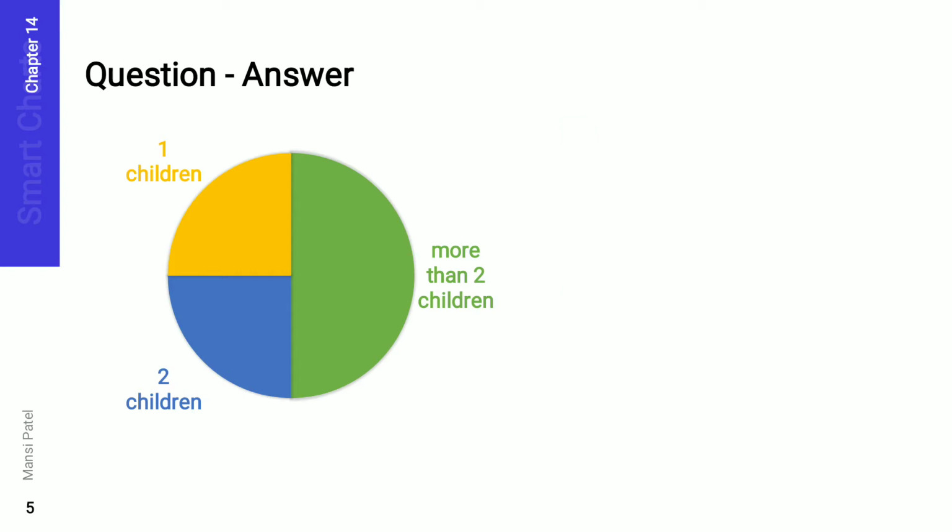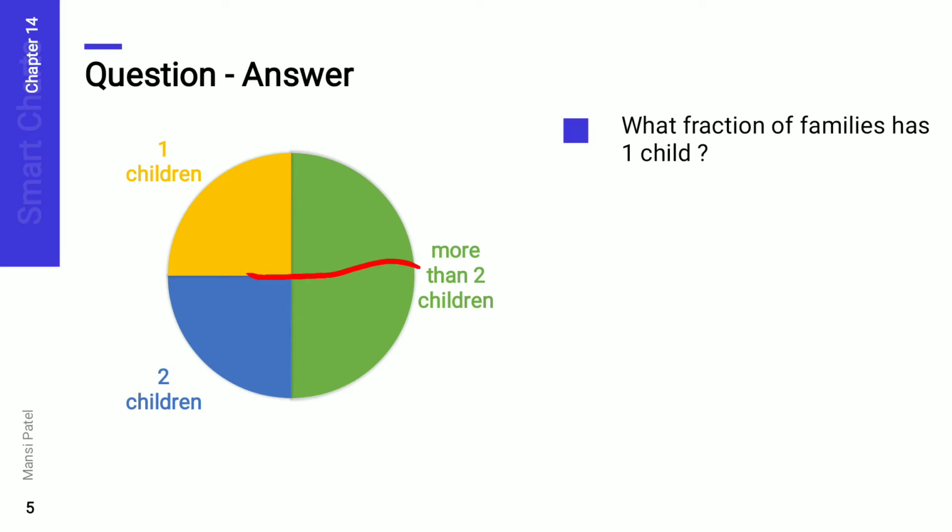The next question is, your third question is: what fraction of families has one child? Here you have to find out the fraction for only and only one child. So again here I am making equal parts. So how many total parts are there? Four total parts are there.